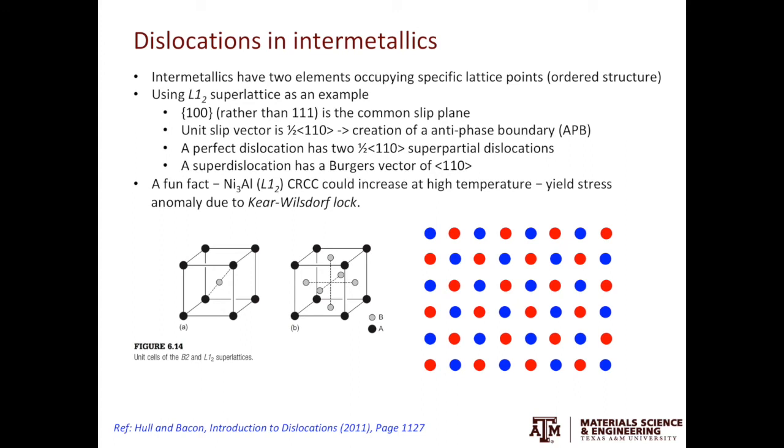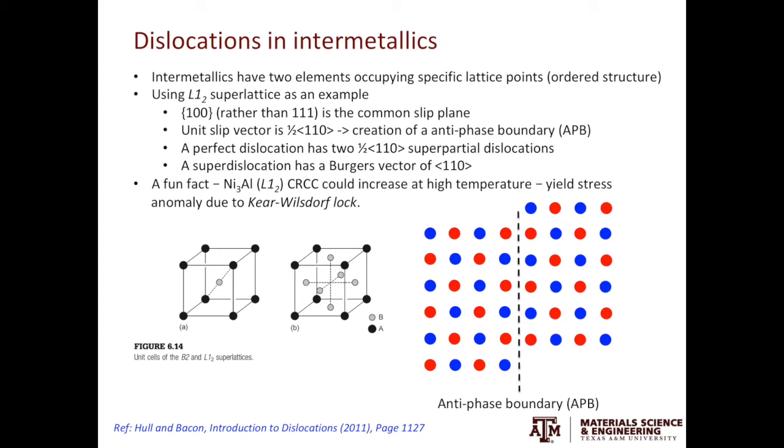The unit slip vector is the same as the Burgers vector in FCC, which is half 110. But if you shear the crystal by half 110, you will see something really interesting. Before shearing, you have the blue and red, two elements alternating. But where shear has happened, you broke such order. Now you have red, blue at the interface. Such an interface is called the antiphase boundary.